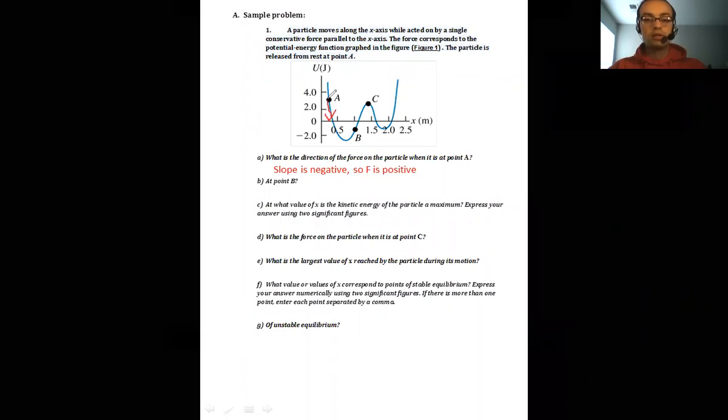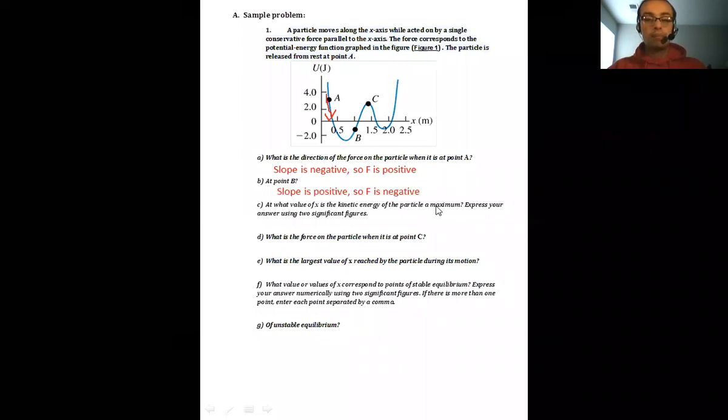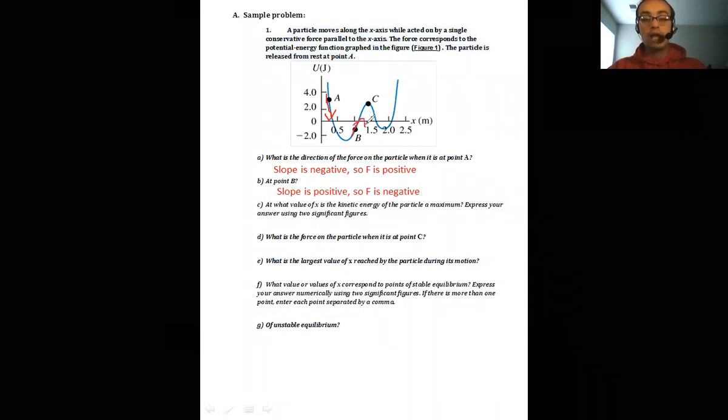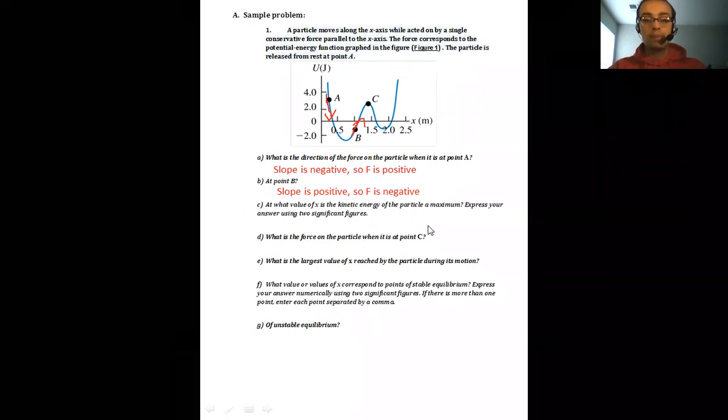right? So if we take the derivative at point A, the slope is negative, which means that F is positive. It means the force is positive. Or alternately, potential energy is decreasing, meaning that the force is increasing. At point B, the slope is positive, so F is negative. Remember that the sign of the force and the sign of the slope are going to be opposite.